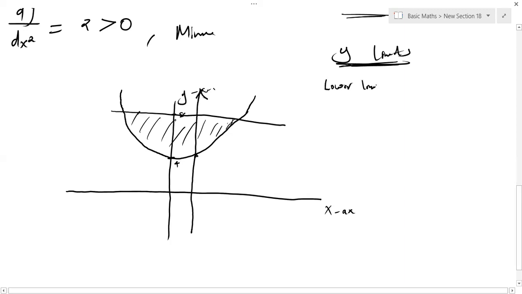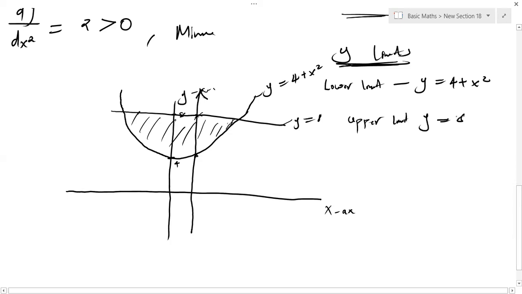So our lower limit is going to be y is equal to 4 plus x squared, because it's this curve here, and then this is our y is equal to 8. Now, where is it leaving the region? It leaves the region at all times. Any parallel line will leave the region at this line, y is equal to 8. So our upper limit will be y is equal to 8.